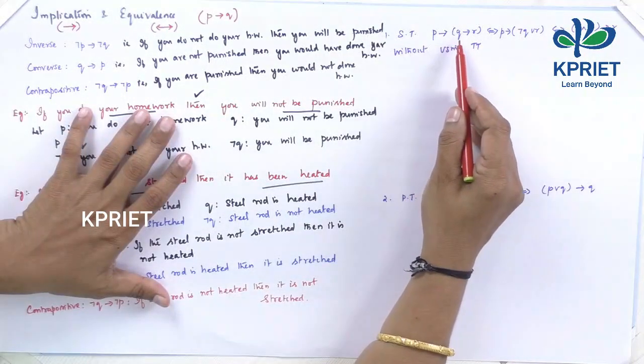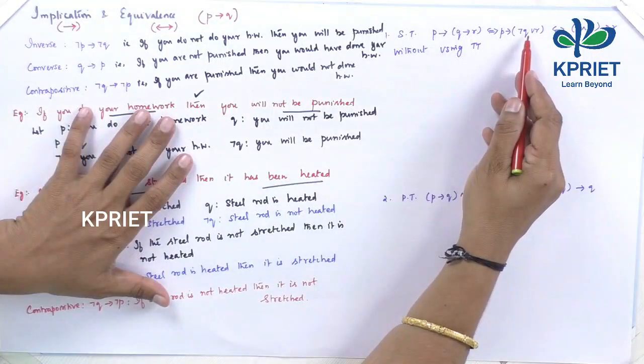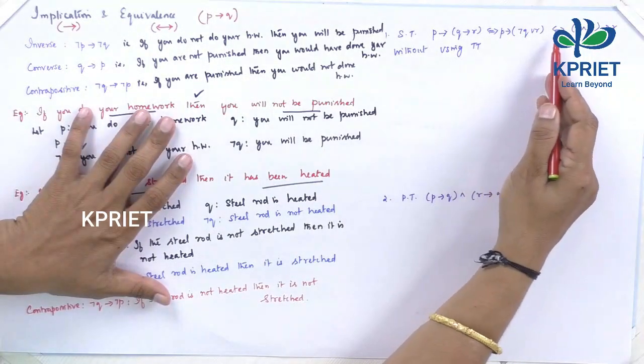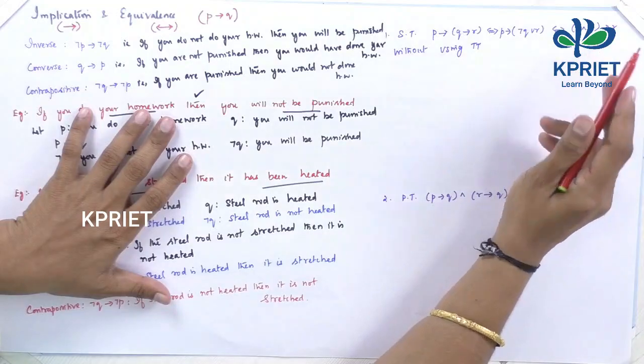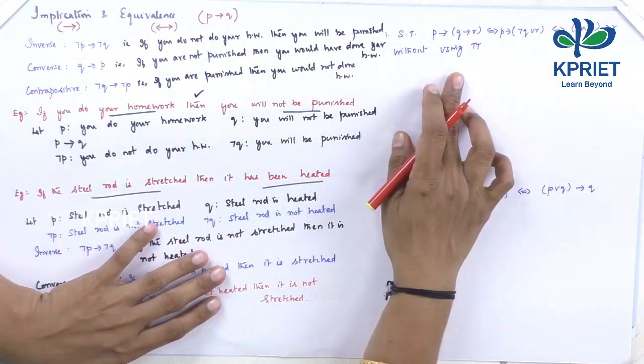Show that P conditional, Q conditional R is equivalent to P conditional negate Q or R, and that is equivalent to P and Q conditional R, without using the truth table. So without using the truth table, definitely we should not make use of a truth table. We should be thorough with all the basic logical laws of implication and equivalence.